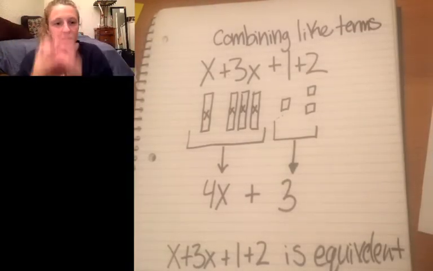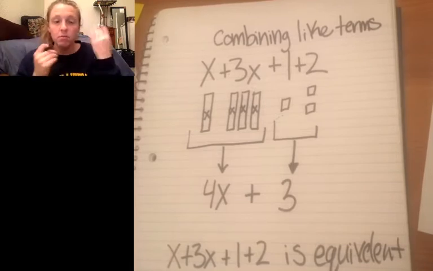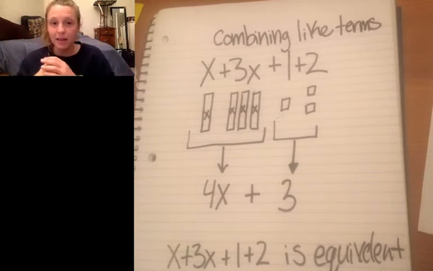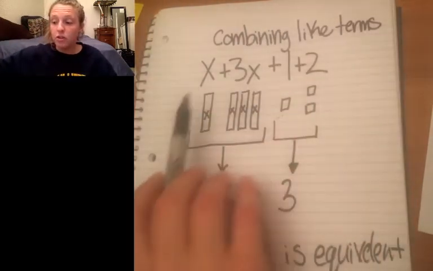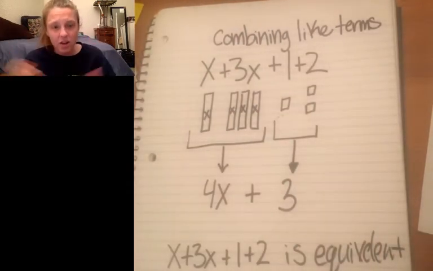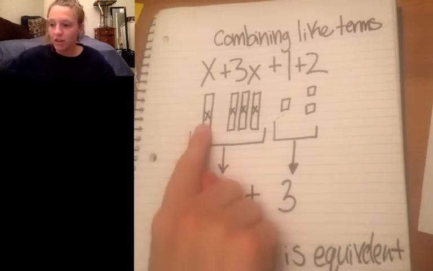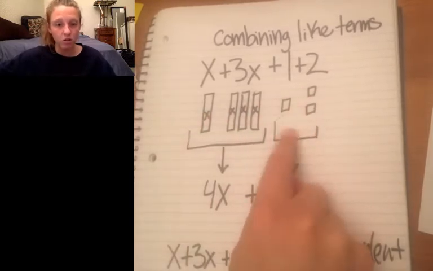Combining means to put together, like you combine lemon powder and water to make your lemonade. You combine ingredients. Like terms means terms that are alike, terms that are like each other. They look like each other, in the way that these y's are like each other and these one tiles are like each other.